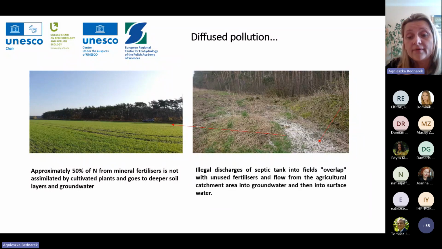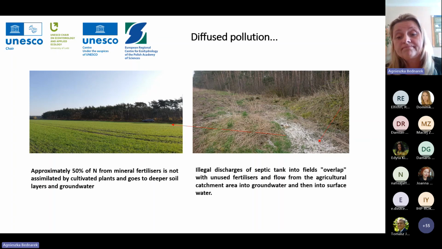Another problem in rural catchments is sometimes illegal discharge from septic tanks, from domestic sewage. And these points, as you can see on the right side, also give a bigger load on the catchment scale.